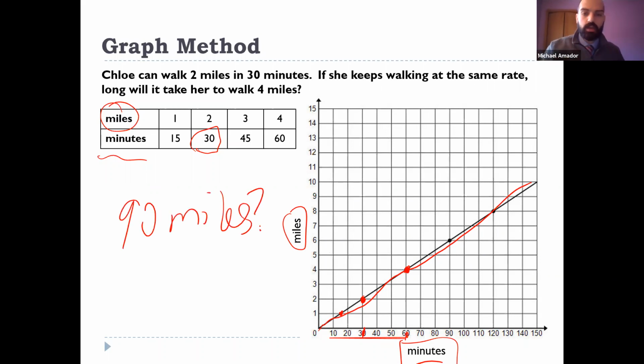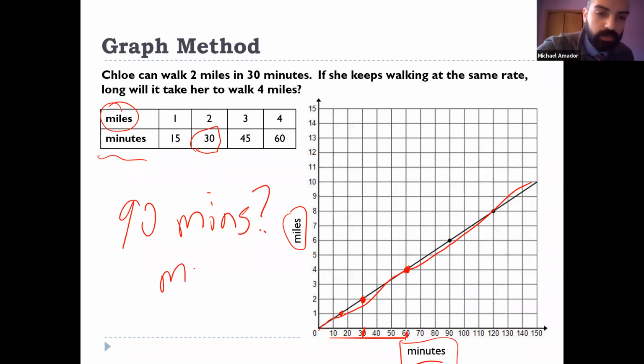Everyone take a look at the line that we created. Not 90 miles, 90 minutes. If she went 90 minutes, how many miles can she go? Take a look at the graph. She went 90 minutes walking. Naya has a hand up. Who else has a hand up? Who else has taken a look at this graph and has seen how many miles she can go in 90 minutes?